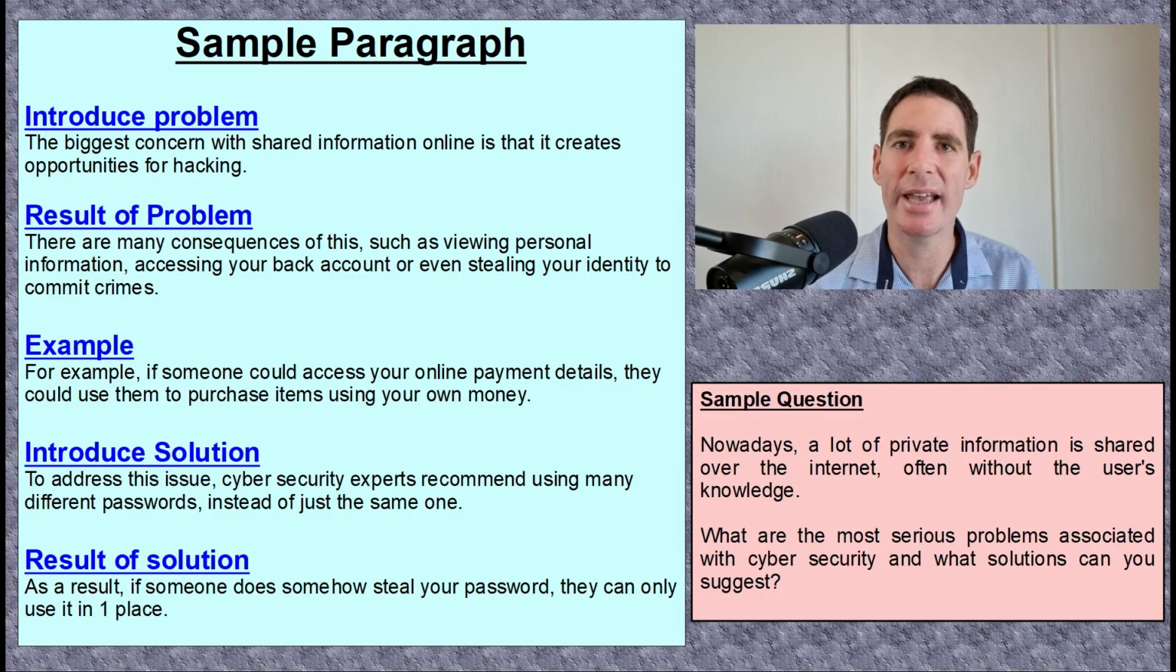So moving on, I have created a sample paragraph, and these are the things that you will want to include in your main body. Firstly, introduce the problem. The biggest concern with shared information online is that it creates an opportunity for hacking. Now we want to talk about the result of that. There are many consequences of this, such as viewing personal information, accessing your bank account, or even stealing your identity to commit crimes. Now is a good time to insert an example. For example, if someone could access your online payment details, they could use them to purchase items using your money.